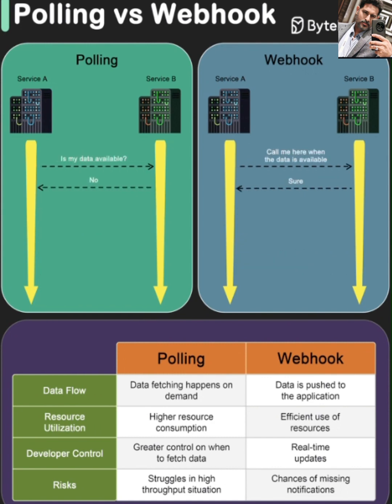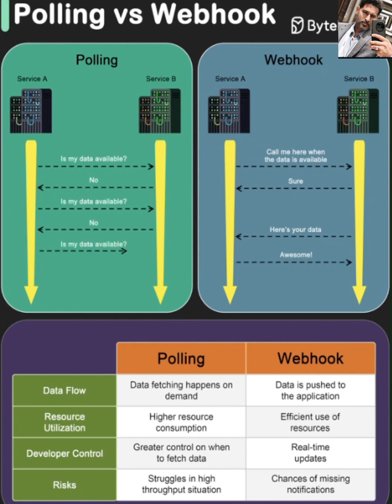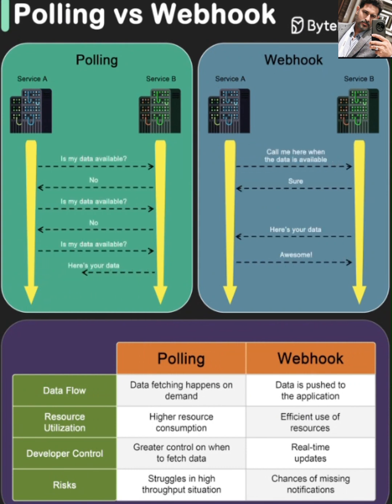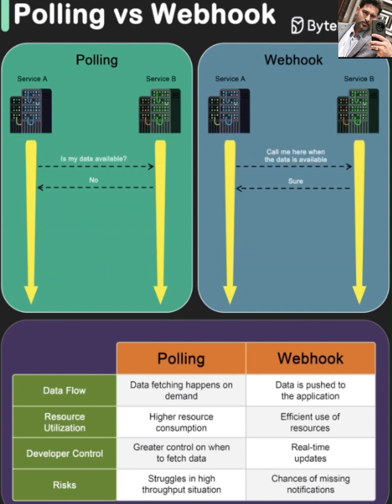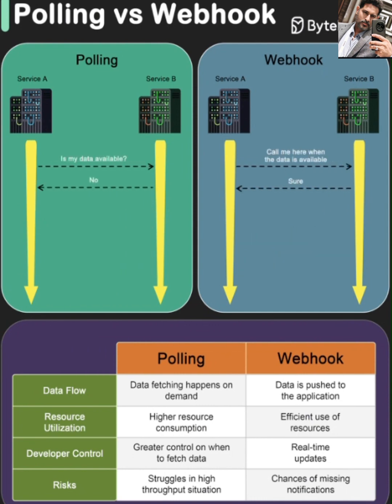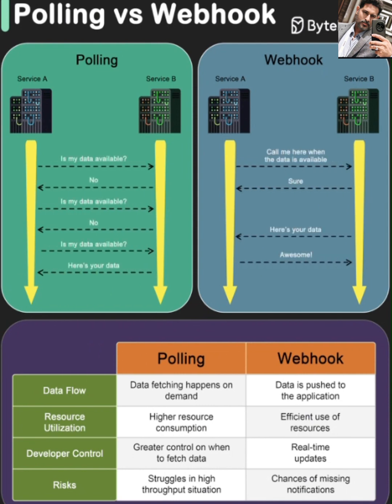While webhooks are generally preferred for real-time efficiency, they do have risks, like chances of missing notifications due to network issues. This is why proper retry mechanisms are crucial when using webhooks. Polling is a solid option when there are infrastructural limitations preventing webhooks, or when near real-time updates aren't critical and you need more control over the fetching schedule.